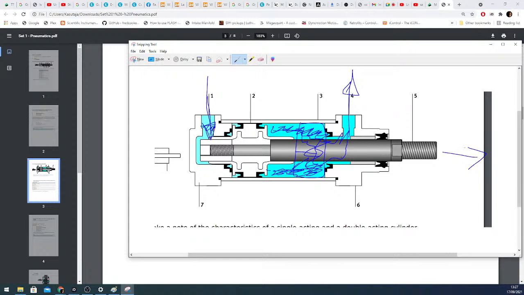That makes the cylinder move out. And to make it move back in, the process is exactly the opposite. If the cylinder is in its end position here, the rod is fully extracted. To make it go back, we need to put air in from this side and release it from the other side.